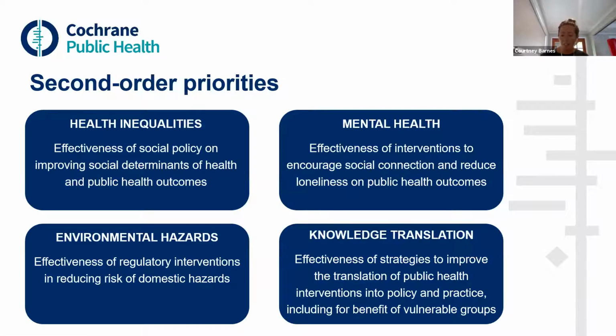The following topics were identified as second order priorities based on need and relevance. Health inequities, including the effectiveness of social policy on improving social determinants of health and public health outcomes. Mental health, including the effectiveness of interventions to encourage social connection and reduce loneliness on public health outcomes. Environmental hazards, including the effectiveness of regulatory interventions in reducing risk of domestic hazards. And knowledge translation, including the effectiveness of strategies to improve the translation of public health interventions into policy and practice, including for benefit of vulnerable groups.